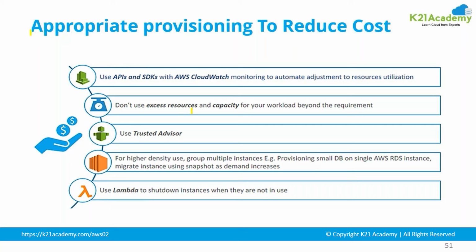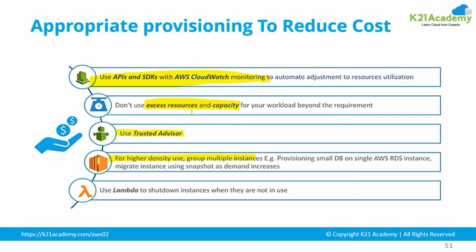For appropriate provisioning to reduce the cost, you should use APIs and SDKs with CloudWatch for monitoring, so that if some kind of auto scaling is required, then it should be done. Don't use excess resources and excess capacity. Just because your customer is able to pay the bill, don't over provision anything, neither the storage nor the compute. So your workload should be appropriately provisioned. Make use of Trusted Advisor, where you will be able to get advice.